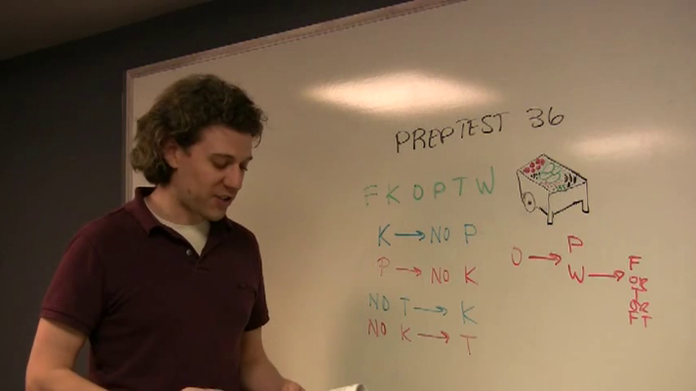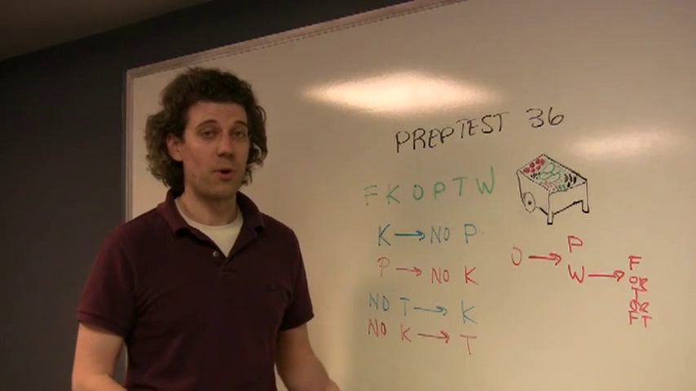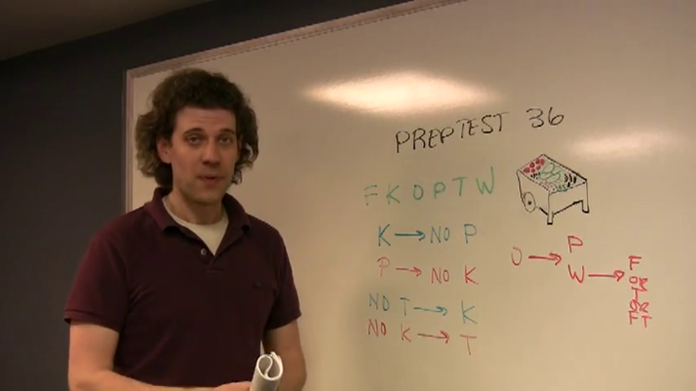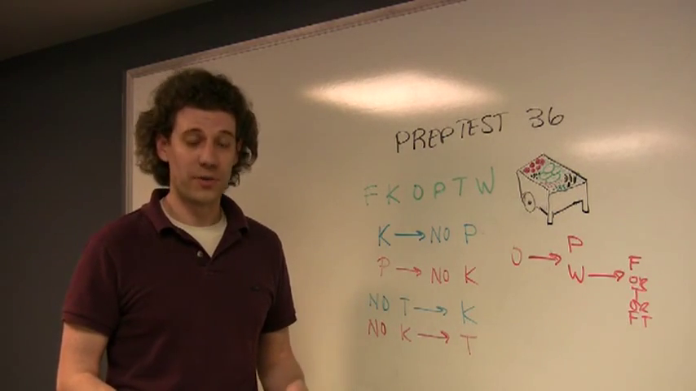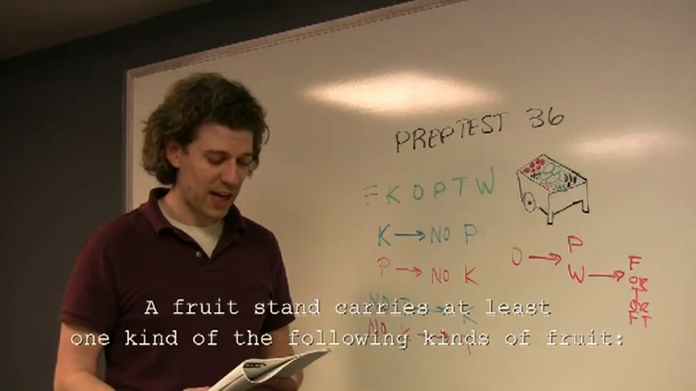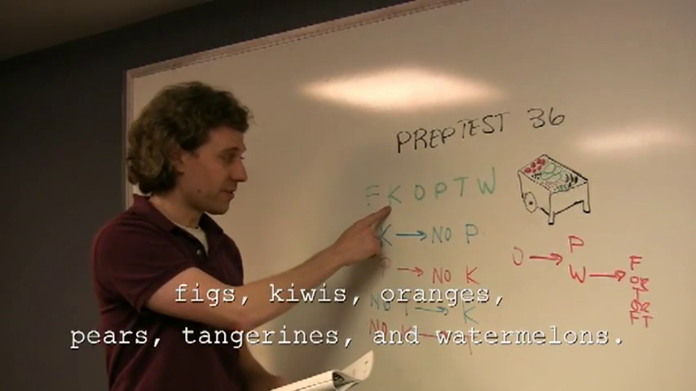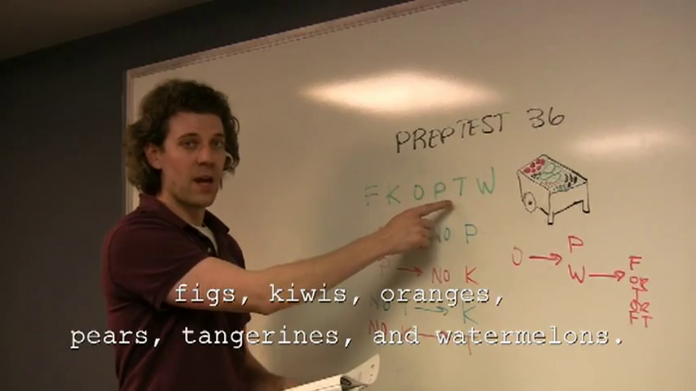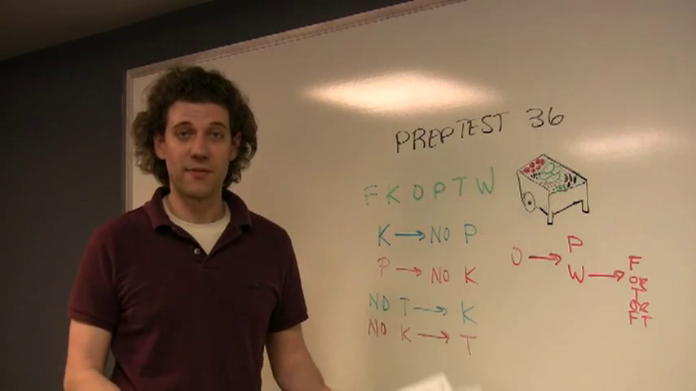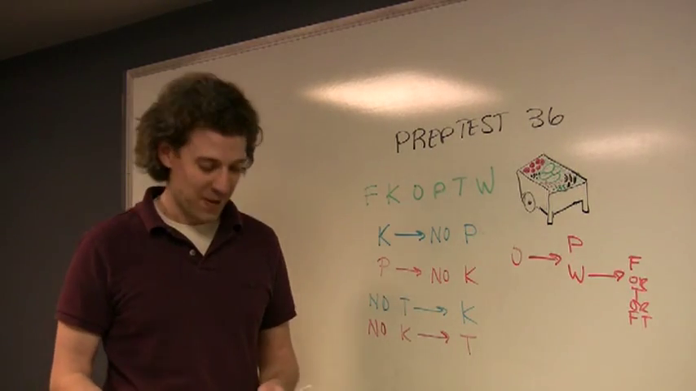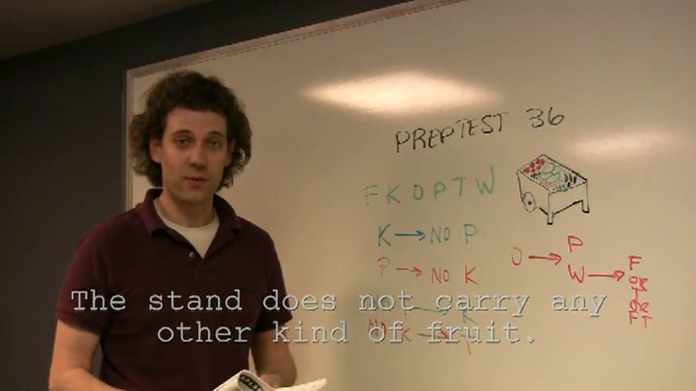All right, so first things first. The key thing with any game is understanding how to translate both the scenario and the rules. In a case such as this one, if we read along in your booklet or on the screen, we see that our setup is: the fruit stand carries at least one of the following kinds of fruit. Figs, so we have an F, kiwis, oranges, pears, tangerines, or watermelons. The LSAT is kind enough to make sure that all of its entities have different first letters, so that certainly makes life better. The stand does not carry any other kind of fruit, so it's these 6 or nothing else.